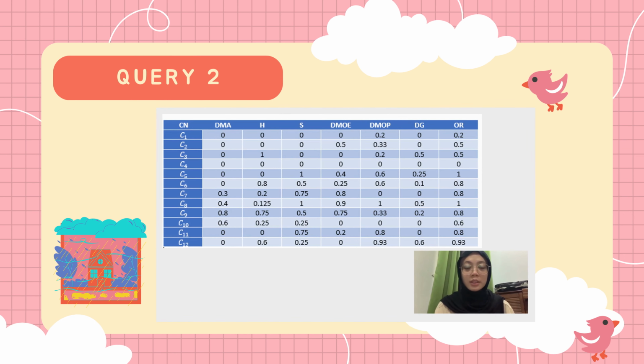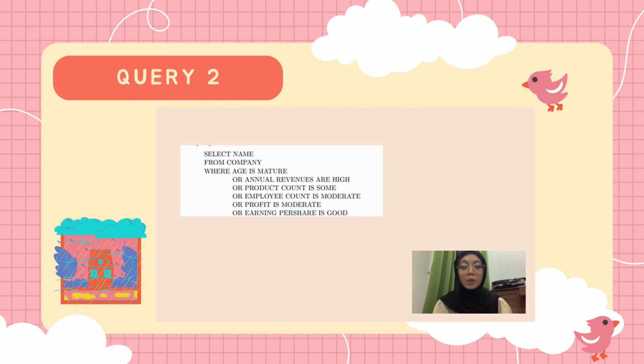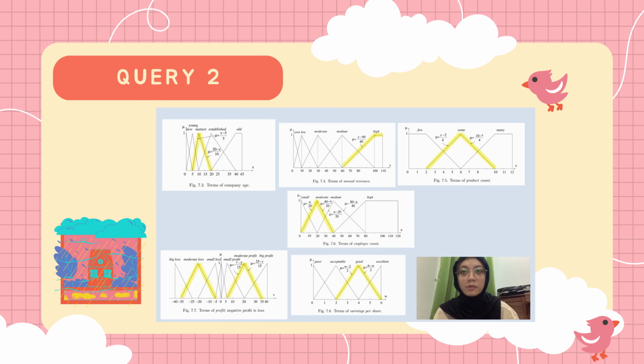For this slide, I will explain query 2. For query 2, select name from company where age is mature, or annual revenue is high, or product count is some, or employee count is moderate, or profit is moderate, or earning per share is good. This is the graph of the term of company age, term of annual revenue, term of product count, term of employee count, term of profit (negative profit is loss), and term of earning per share.